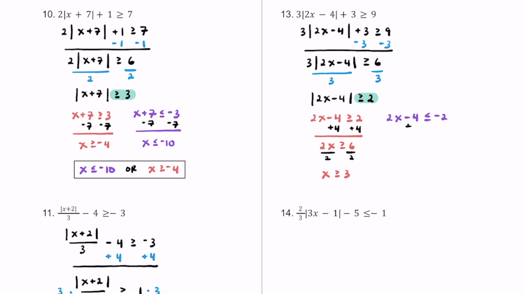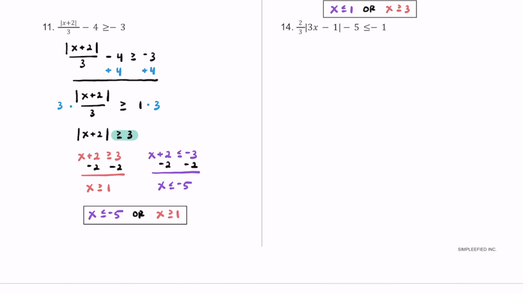For our second one, we can add 4 to both sides. If we add 4 and add 4, we're going to get here that 2x is less than or equal to 2, and then we can divide both sides by 2 and find that x is going to be less than or equal to 1. Together, we can go ahead and just say that x would be less than or equal to 1, or x would be greater than or equal to positive 3. This would be our solution.